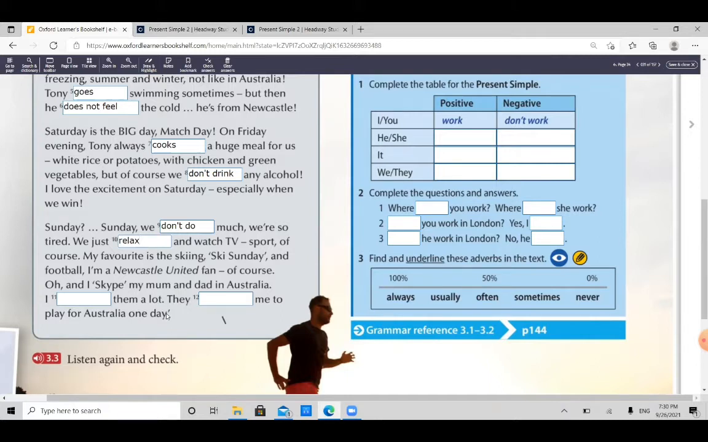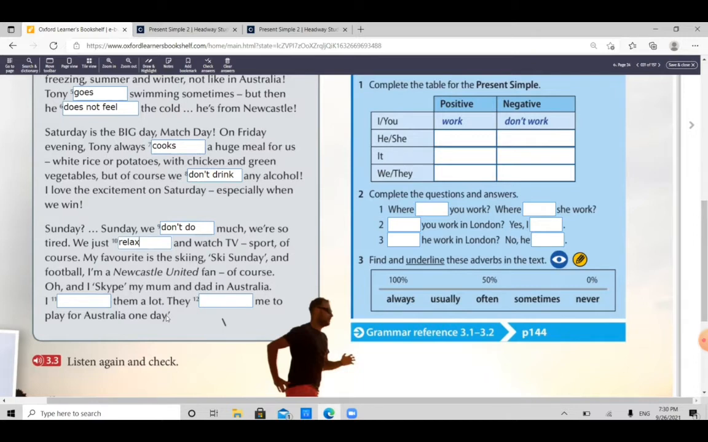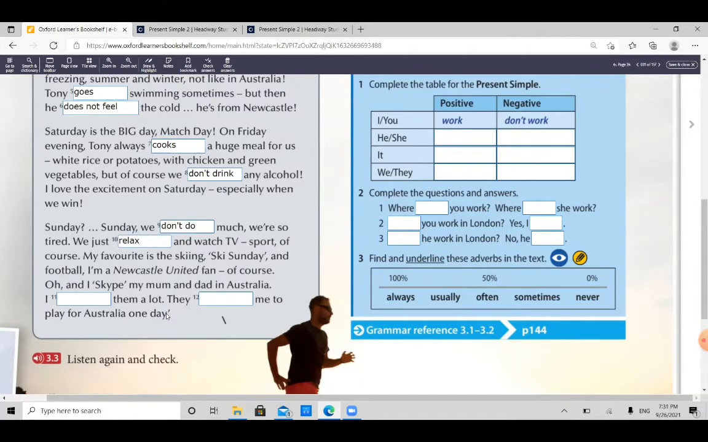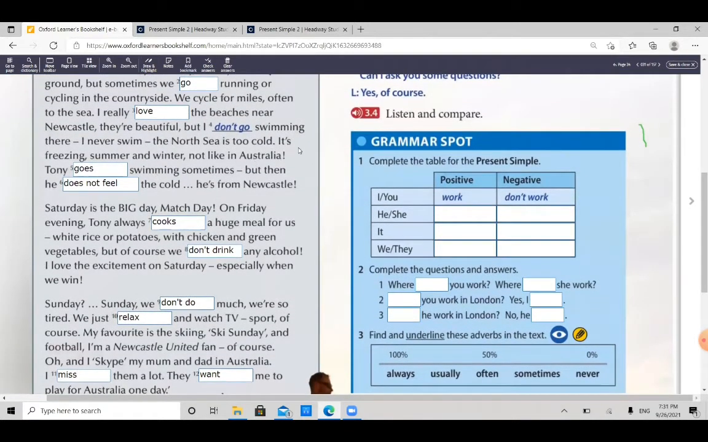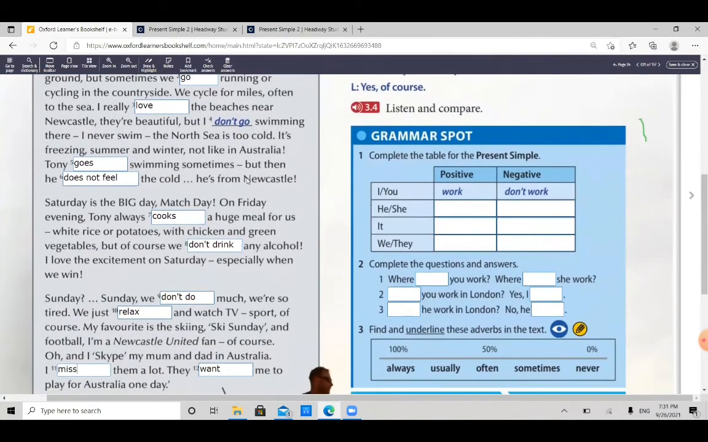Thank you. Let's give a chance to Abdurrahman. And I Skype my mom and dad in Australia. I miss them a lot. They want me to play for Australia one day. Yes, very good. So they want me to play for Australia one day. As you see here, I had a spelling mistake: I miss. Okay, so here are the answers.